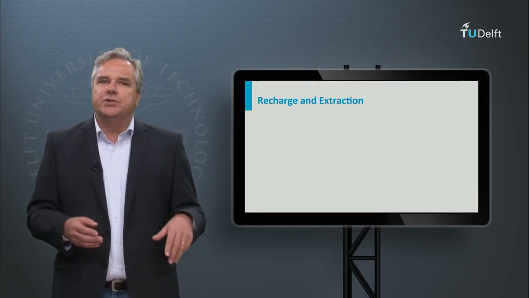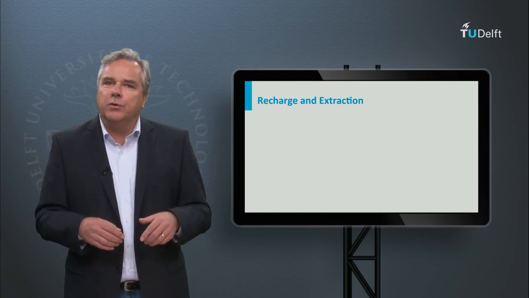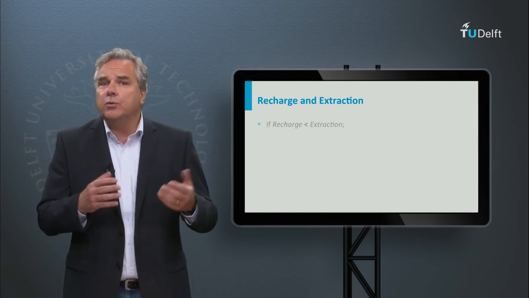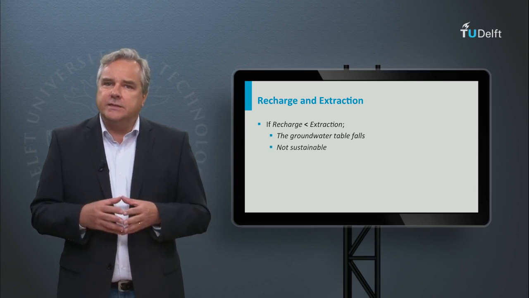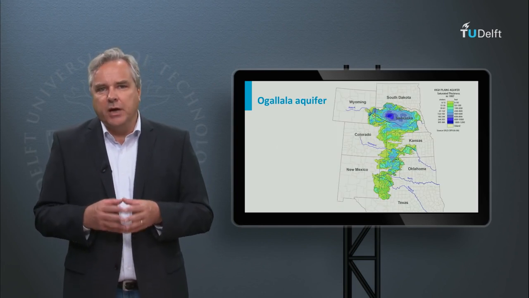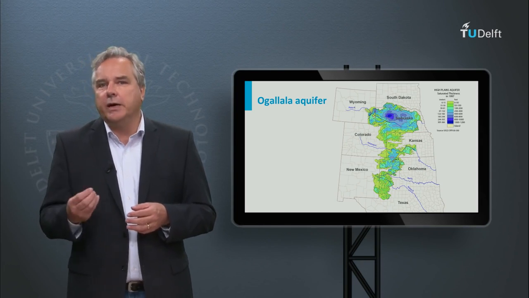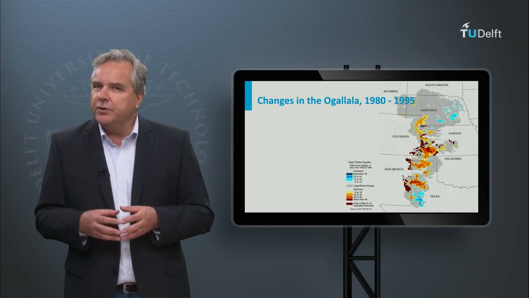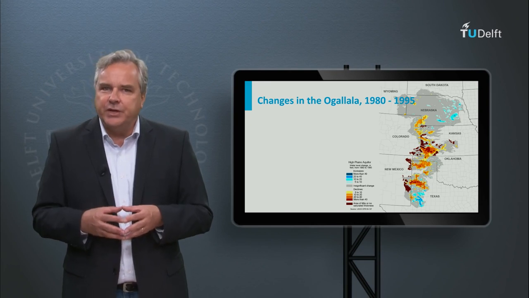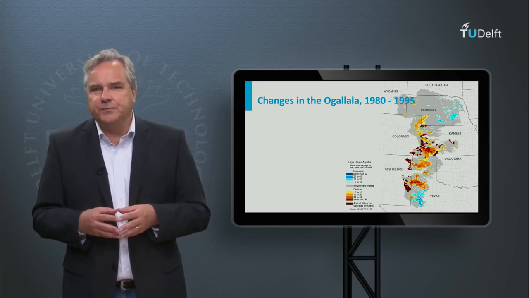Clearly, if the recharge into an aquifer is less than the water pumped from an aquifer, the groundwater table will fall. At some point, it will then become economically unfeasible to pump more water up because the pumping costs become too high. Exploitation of an aquifer is never sustainable when extraction is greater than recharge.